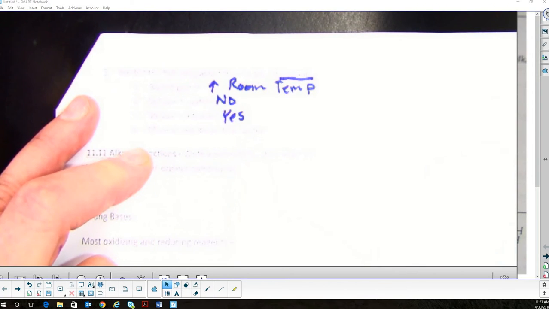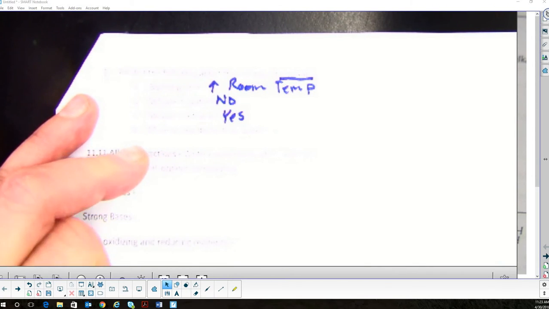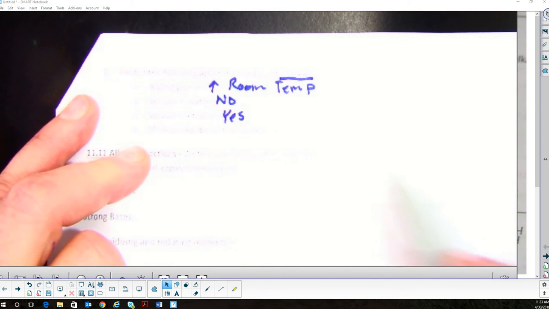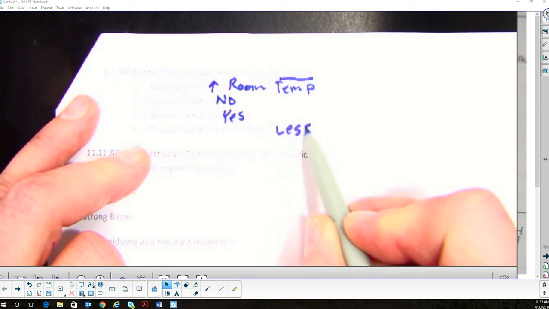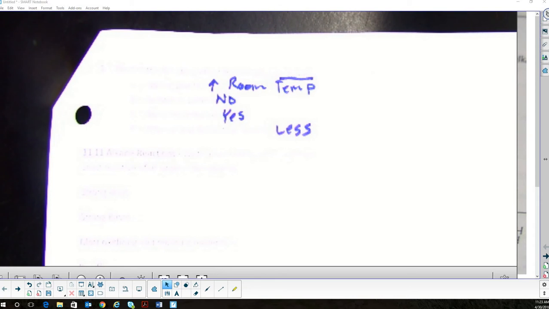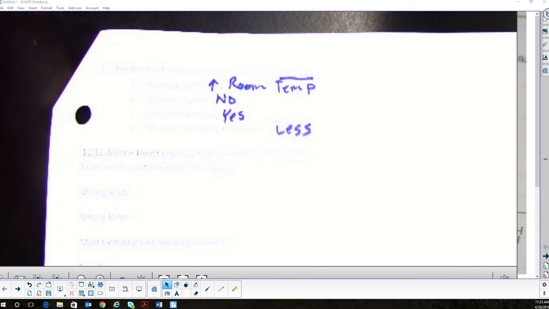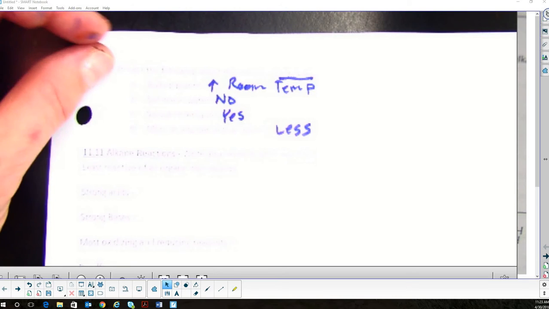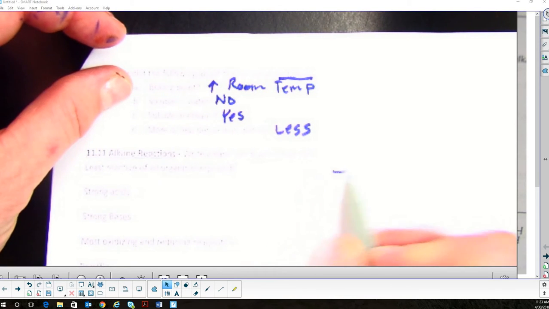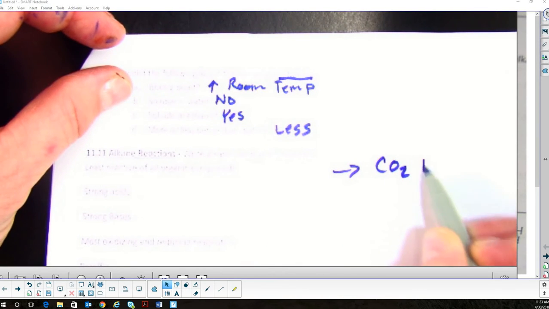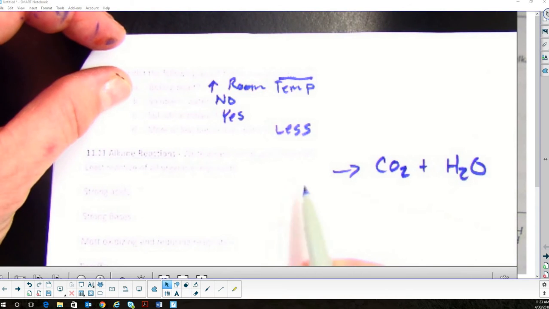More or less dense than water? Less. Okay, so now we go back to writing combustion equations. Anybody tell me what a combustion equation is? Reactants equal the CO2 plus H2O. Okay, so we get CO2 plus H2O. Always. What else is always in the reactants?